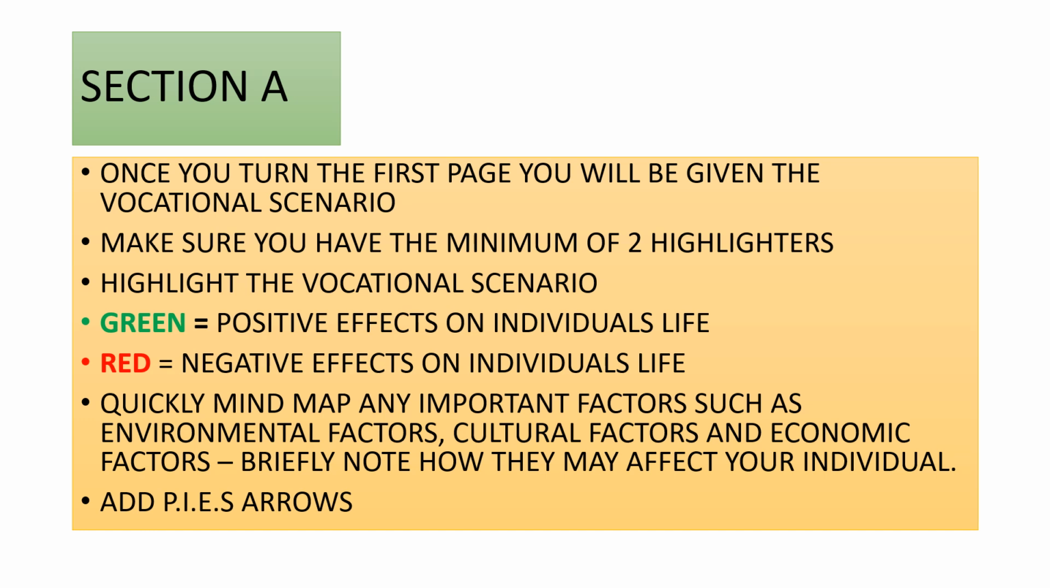Quickly mind map any important factors such as environmental factors, cultural factors and economic factors, and you might want to quickly pop down how they might affect your individuals. Add PIES arrows, which I'll show you in a minute, so you might want to have coming off the text all that relates to physical, this relates to intellectual, emotional, social. It's really important that once you've read through it once, you go back through and you read it again and you make sure that you make those notes so it's easy to refer back to.